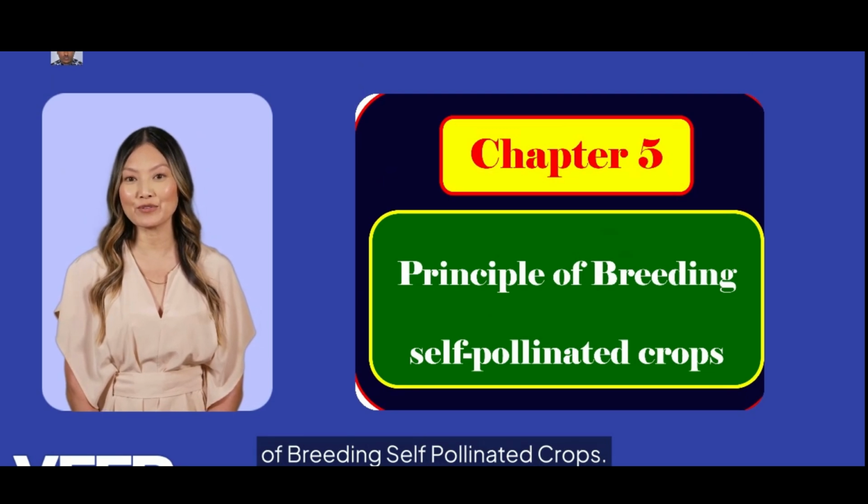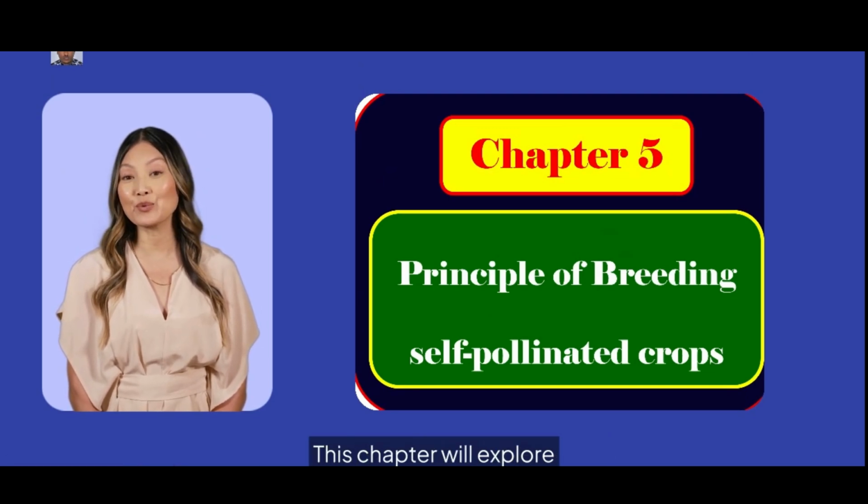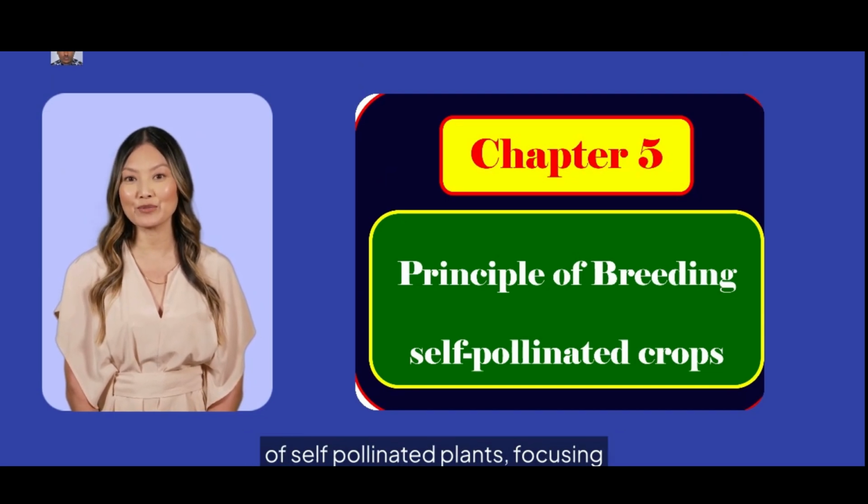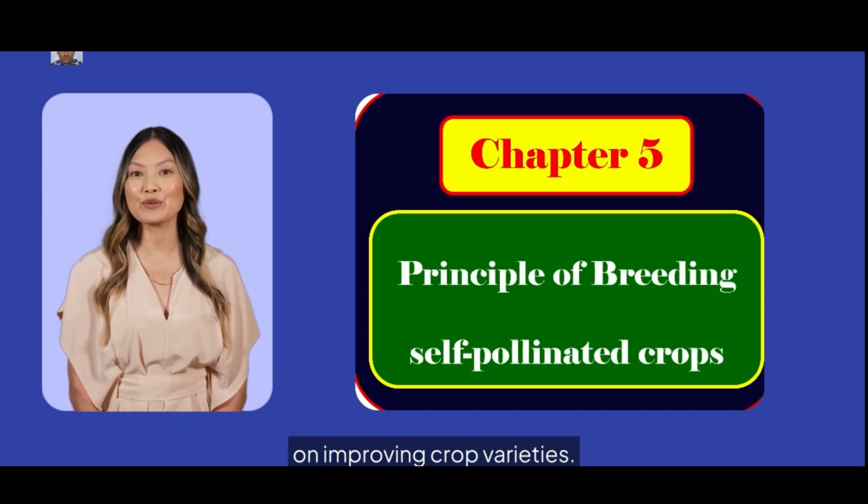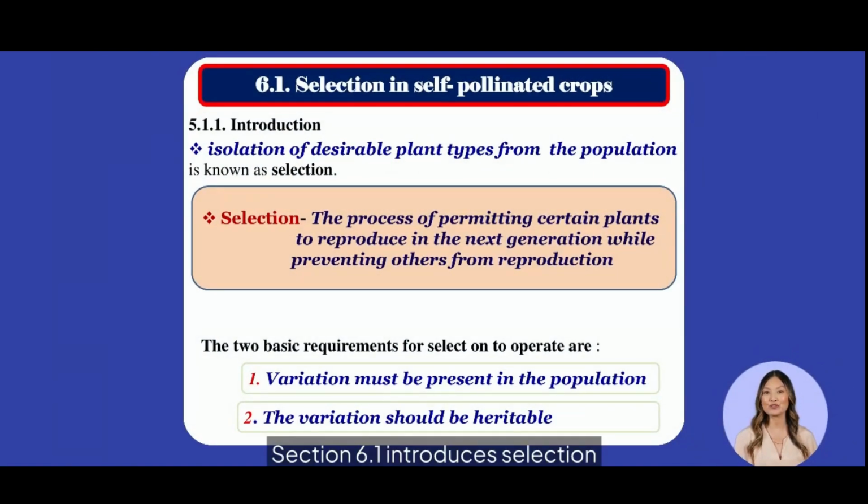of breeding self-pollinated crops. This chapter will explore the fundamental concepts and techniques used in the breeding of self-pollinated plants, focusing on improving crop varieties. Section 6.1 introduces selection in self-pollinated crops.